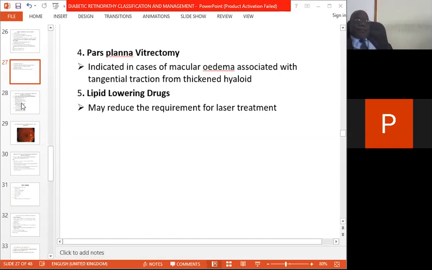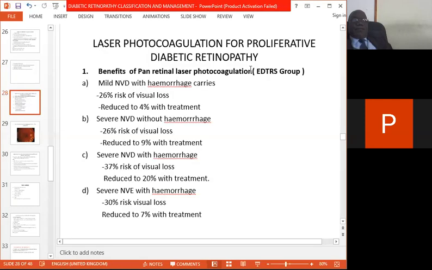Laser photocoagulation for proliferative diabetic retinopathy. Benefits of pan-retinal laser photocoagulation. Mild NVD with hemorrhage carries a 26% risk of visual loss. Reduced to 4% with this pan-retinal photocoagulation. I think that is what I was explaining here.